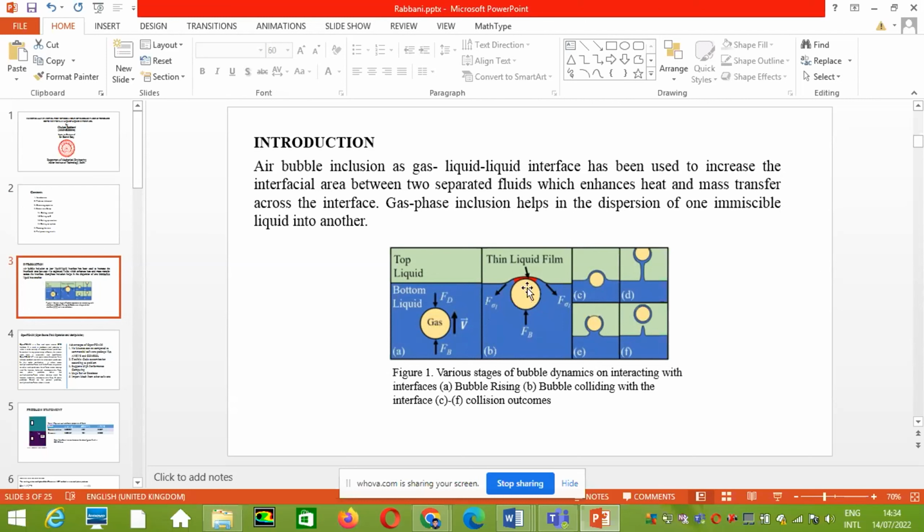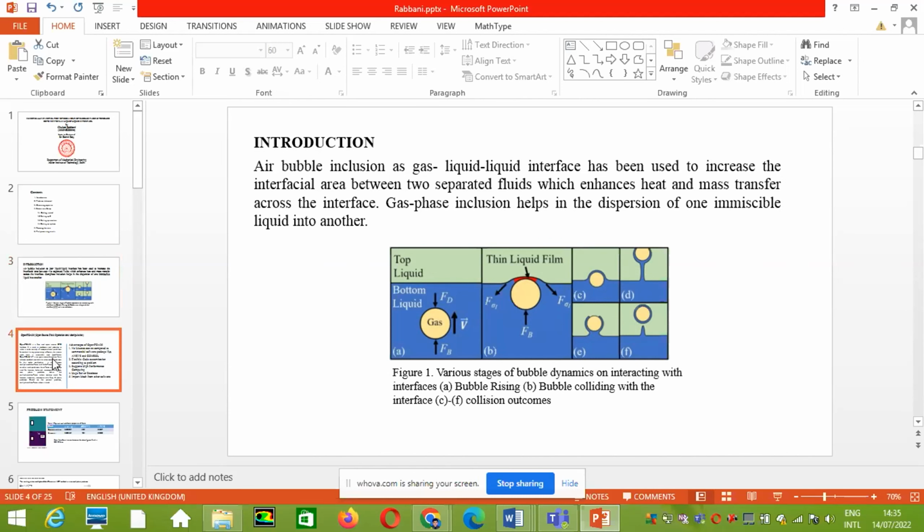In figure B, you can see a thin film is formed that is of the heavier liquid only. Just for identification, it is shown in red color. In figure D, a jet is formed. And E, F, all these are possible outcomes that depend on the various properties of the fluids that we are taking. So I have taken such a small problem to solve with OpenFOAM.